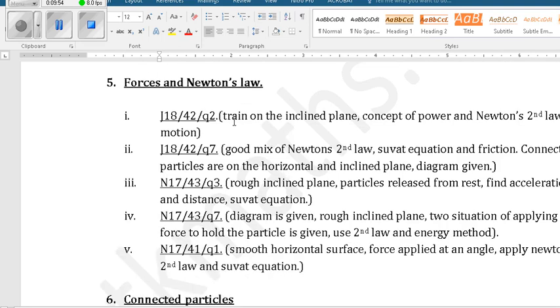Now train on the inclined plane. A good mix of second law, SUVAT, and friction. So 3 concepts in the connected particle question, rough inclined plane question. Now second law you are using, what? An energy method, okay? So work, energy, power. Sometimes they bind you by saying apply energy method. So then you have to use that method. If you use otherwise, you get 0 marks.